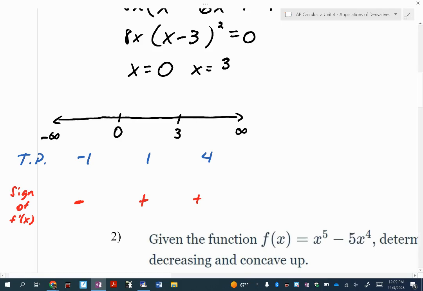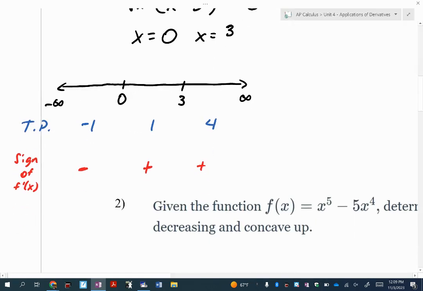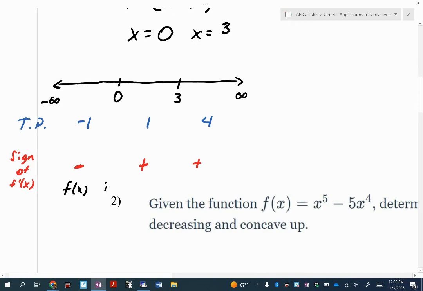So where is f of x increasing? F of x is increasing. Do I need to write 0 to 3 and 3 to infinity? No. I can write 0 to infinity. That's why I put this one here. If it doesn't change, you don't need to stop and then start again. It's just 0 to infinity.